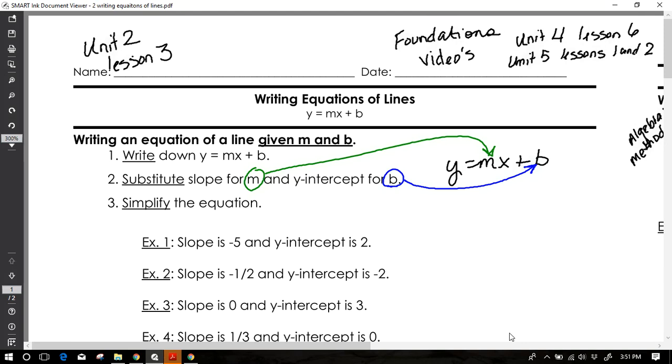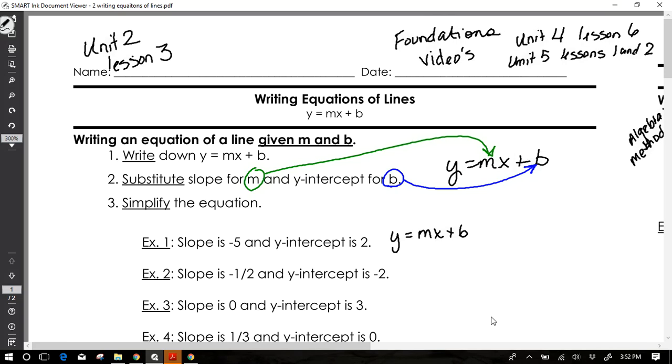So let's start right out with how do we write the equation of a line if they give me the M and the B? The first thing that we're going to do is write down y equals mx plus b. I want you to always make sure that you're putting it into that format. So let's go ahead and write down, for example 1, y equals mx plus b. That's the format that we're going to use.